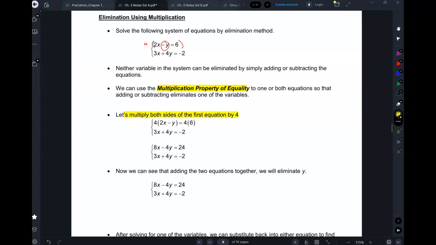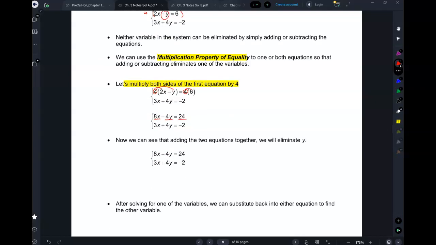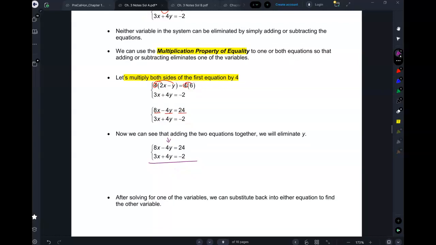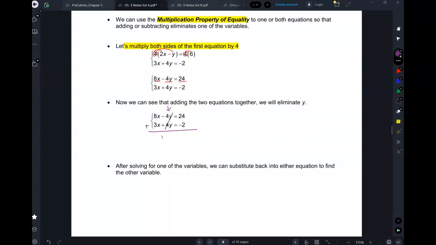So let's multiply both sides of the first equation by 4. So when we multiply, 4 times 2x is 8x, 4 times negative y, negative 4y, 4 times 6, 24. Now let's rewrite that down here. Look at what happened. Here I have the coefficients that I want. Same number, opposite sign. These go away when I add. I have 11x equals 22. X is 2. Then I continue in the same way. Plug it in, solve for y.